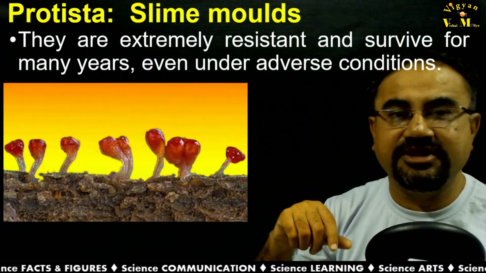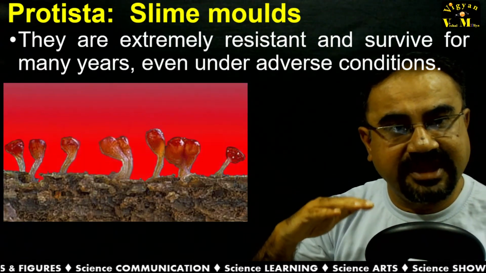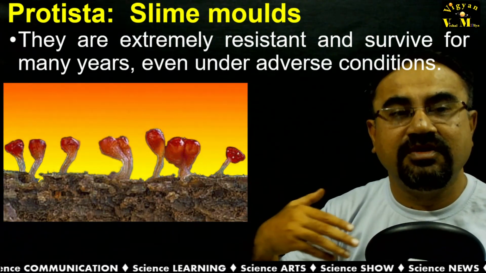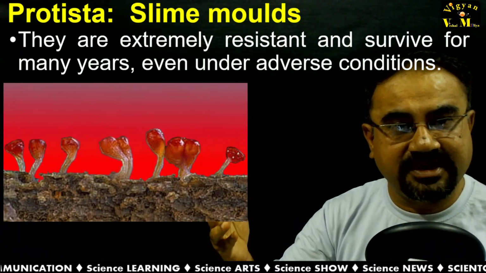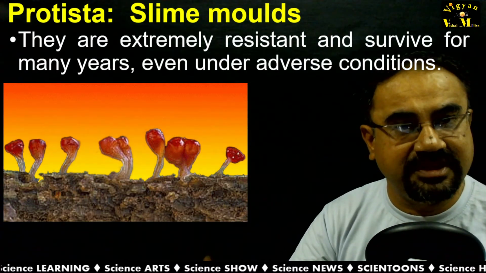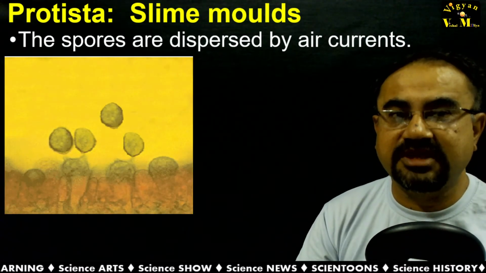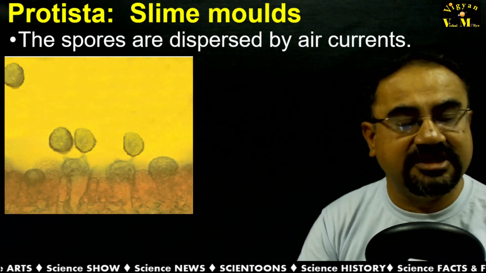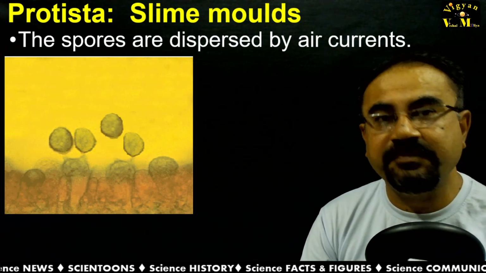In extreme conditions, they are capable of surviving because they have extreme resistance against adverse environmental conditions. They can survive for so many years, and the spores are dispersed by air currents. With the help of air, they disperse and spread very well.